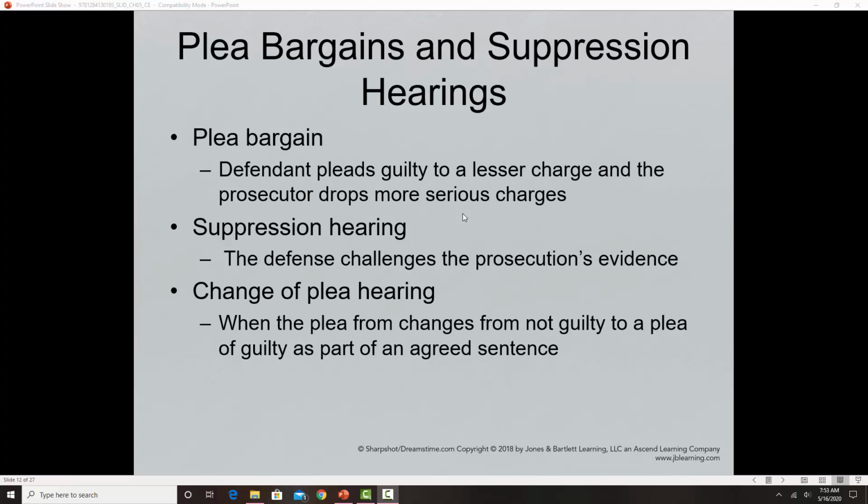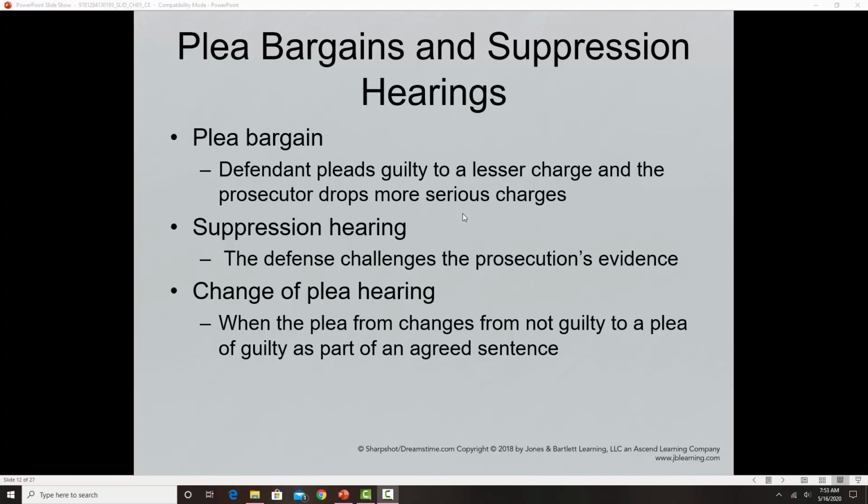Other things can happen before an actual trial, and by the way, about 90% of cases never go to trial here in the United States. The vast majority of the time, the charges are either dropped or a plea bargain is entered. So plea bargains are super important in our system. They really do keep our system moving because we have so many cases, and if they all went to trial, our court system would come to a standstill.